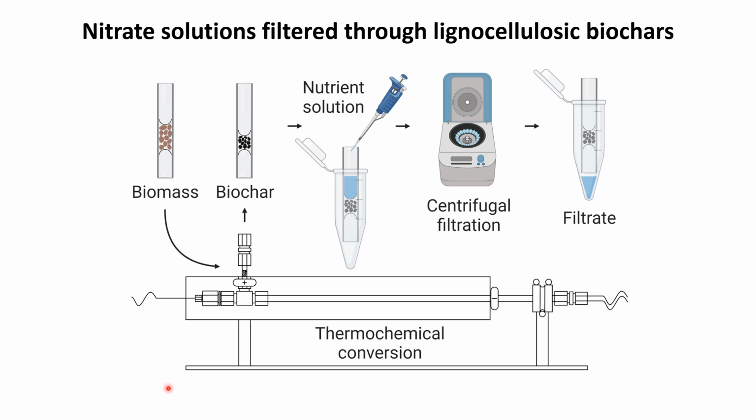The experiment looks like this: we take biomass and put it into a custom-built pyrolysis reactor, a cartridge that we can use as both the pyrolysis reactor and ultimately the filter cartridge. We heat it up in an inert gas, and we get this biochar in the same filter cartridge. We load a nutrient solution into that cartridge, and then we spin it in a microcentrifuge to collect the filtrate, which we can then analyze for its nutrient concentration.